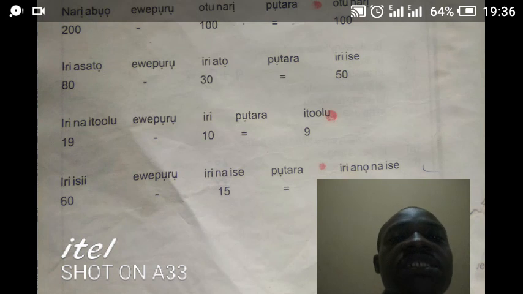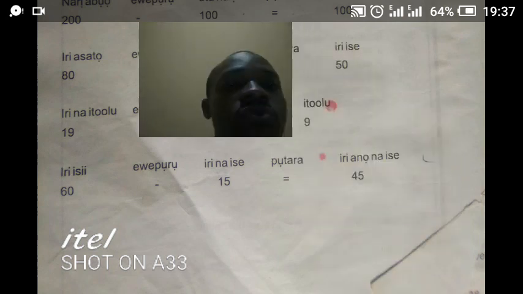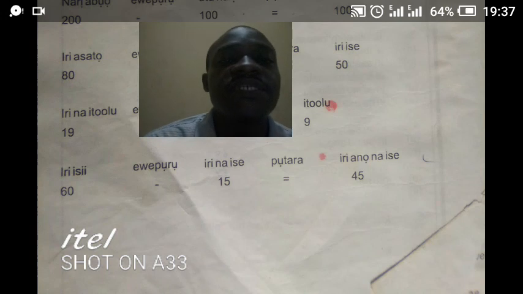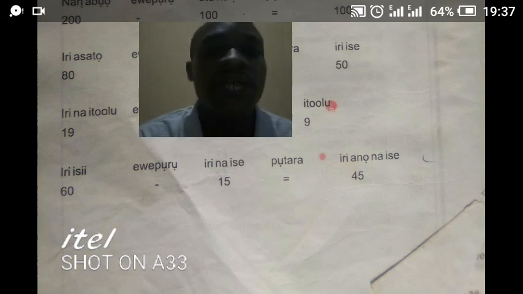Alright, iri na itoolu ewepụrụ iri pụtara itoolu. That means 19 minus 10 is equals to 9. And we'll have this one as well, which is iri isii ewepụrụ iri na ise pụtara iri anọ na ise. Okay, 60 minus 15 is equals to 45.